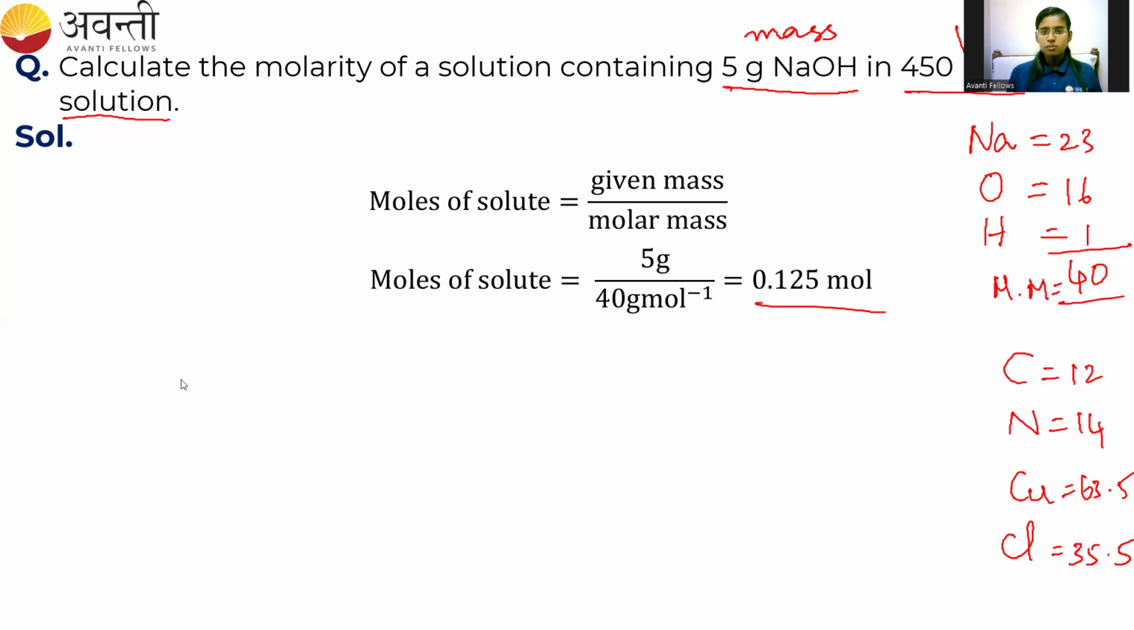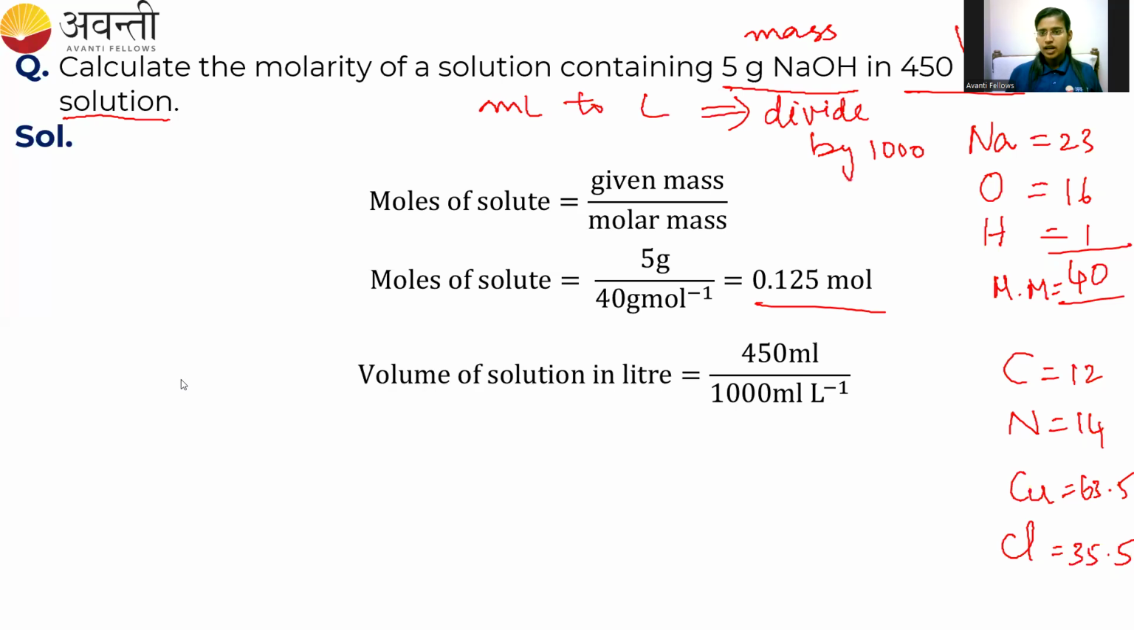To convert milliliter to liter, you need to divide the term by 1000 or 10 to the power 3. 10 to the power 3 is 1000. Okay. So if I divide it, I will get the answer, and you can keep this as such also. For the simplification purpose, you can keep this as such also, 450 by 1000.